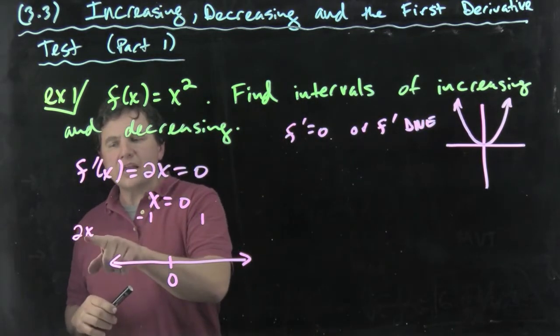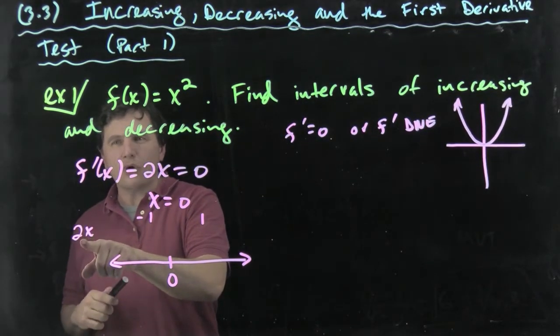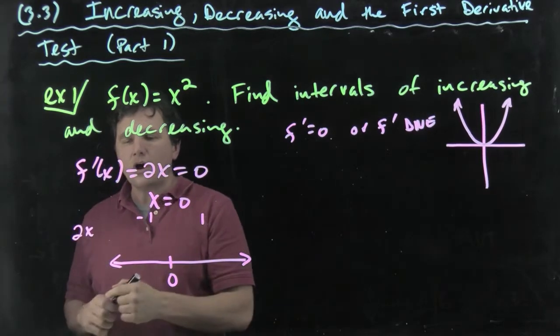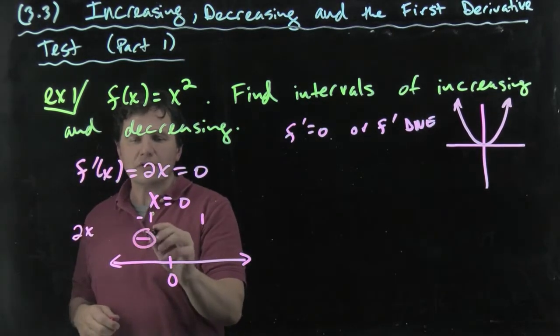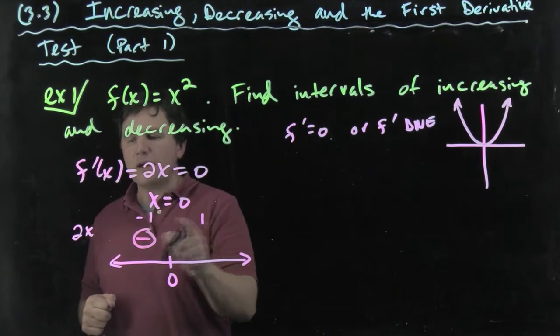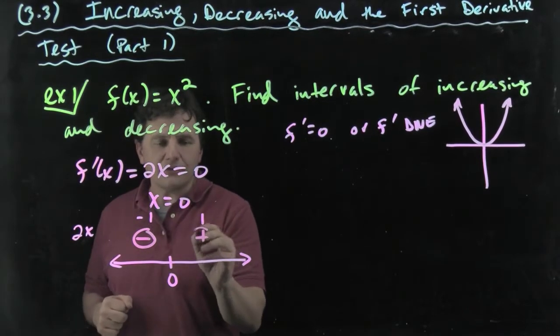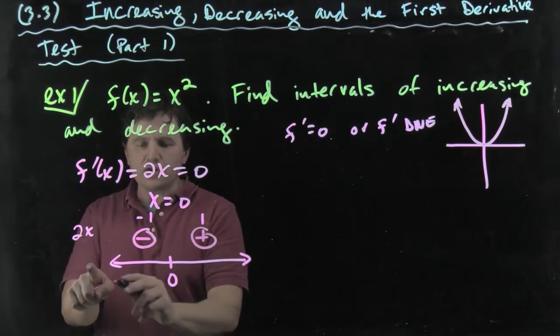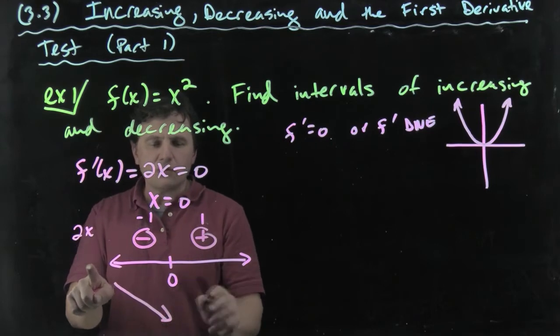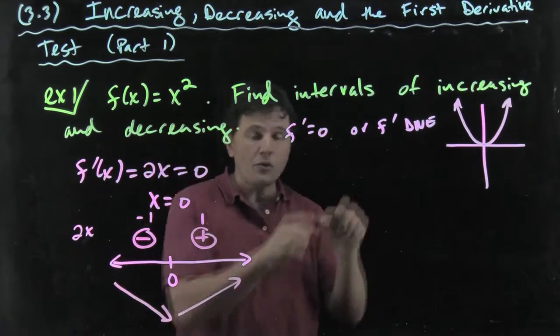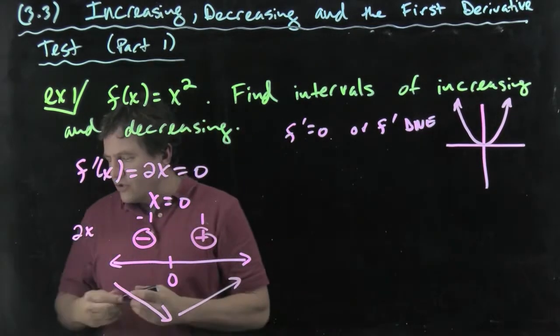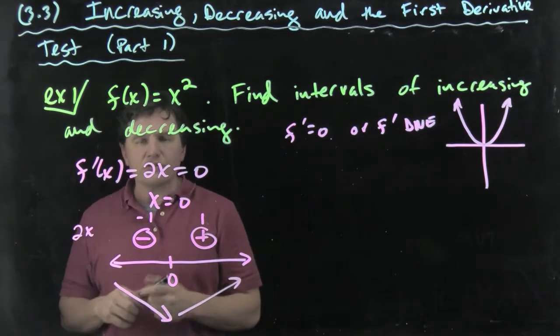So if I plug -1 into 2x, I actually don't care about what the exact value is. All I care about is whether it's negative or positive. So it's negative. If I plug 1 into 2x, I get positive. So what that means is my function is decreasing to 0 and increasing here, which we know because we know what this thing looks like. So let's write out how we would answer this question.